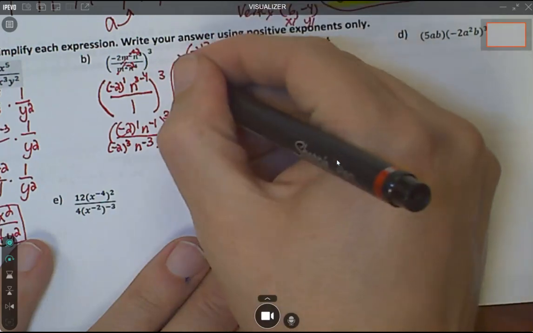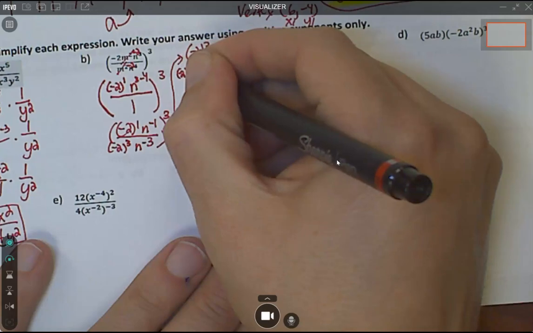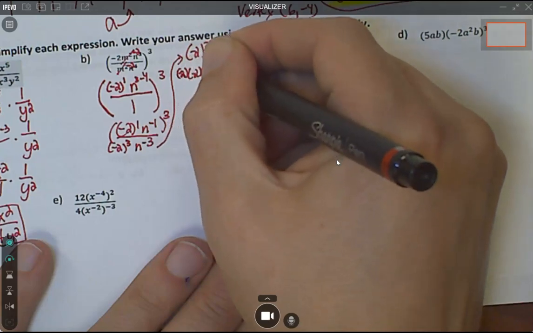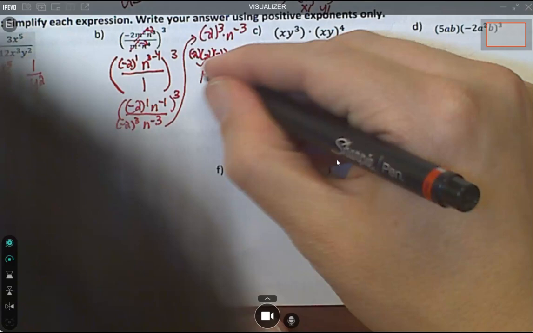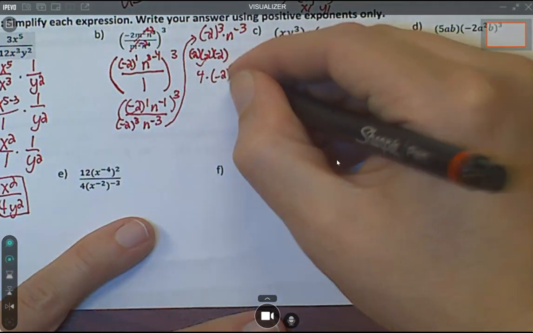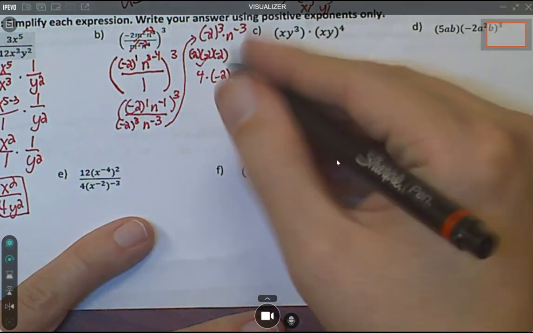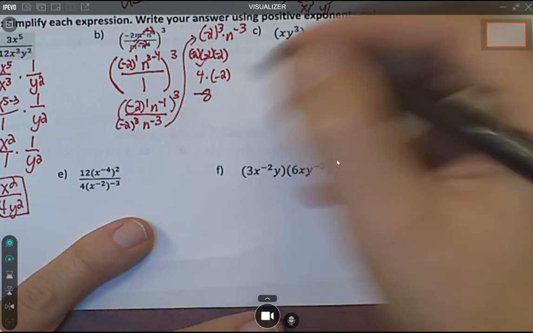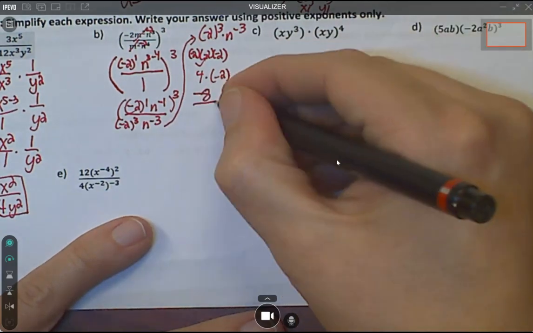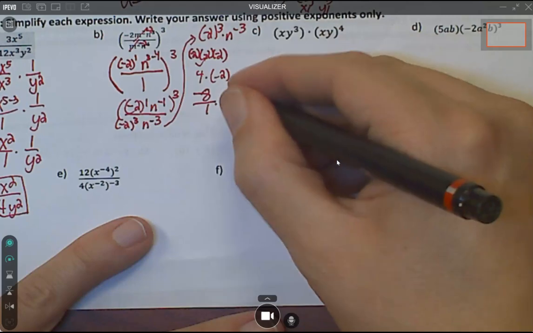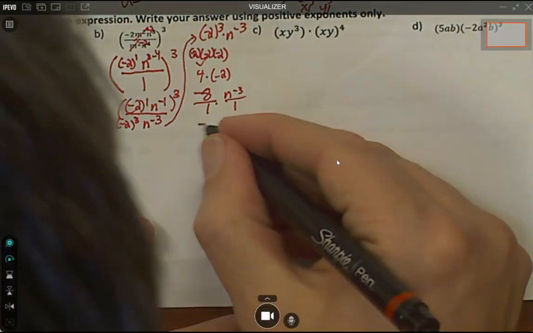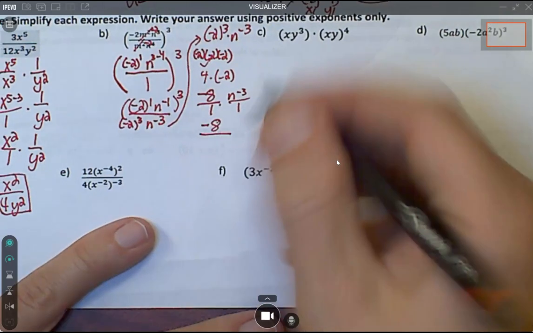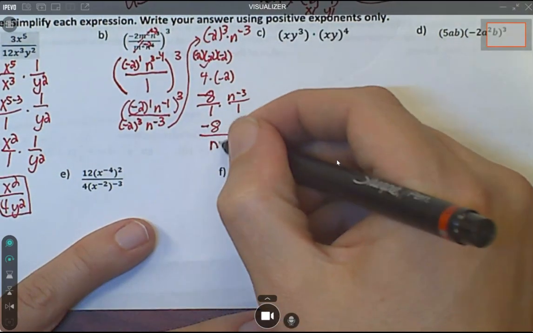Okay, that means -2 times -2 times -2. So that's 4 times -2. It's -8 over 1. So that -8 stays where it is. The n to the -3, we move it to the denominator.